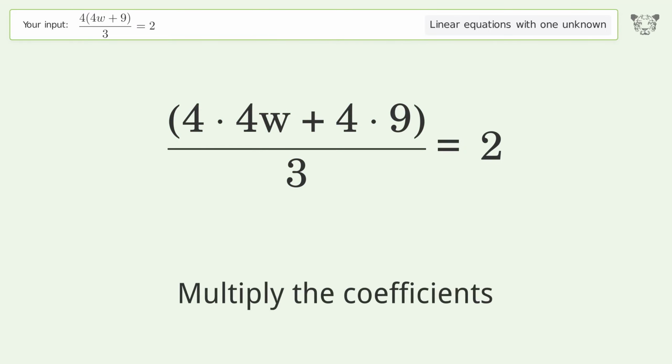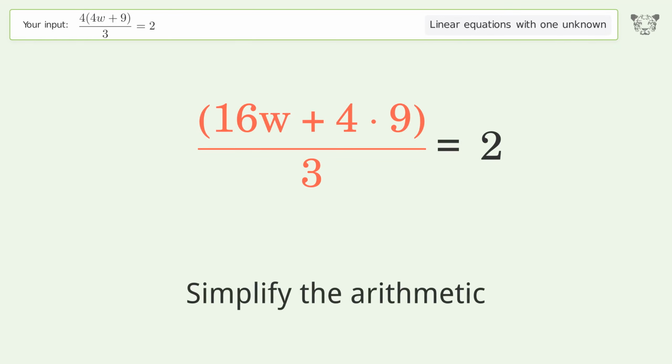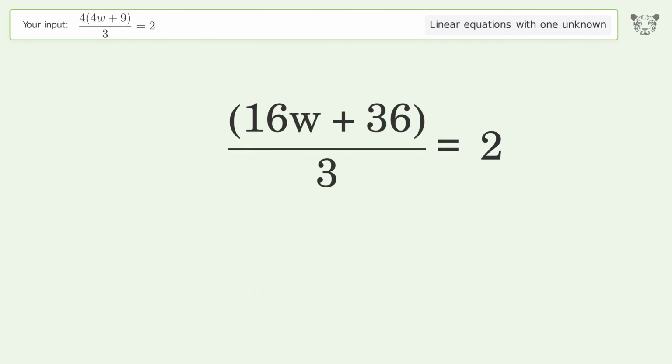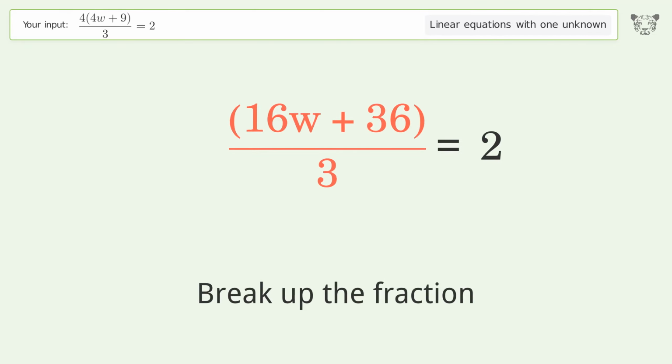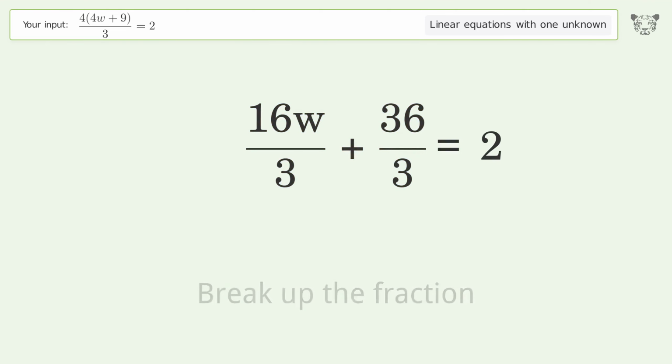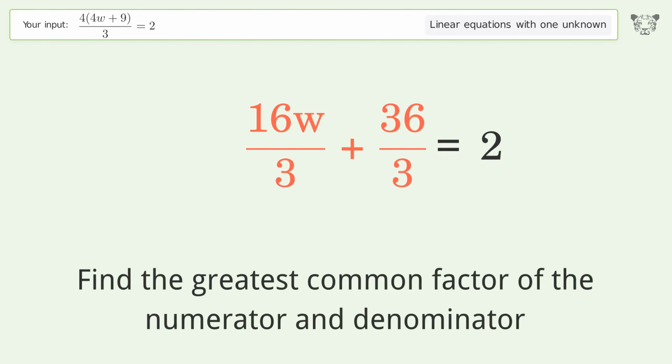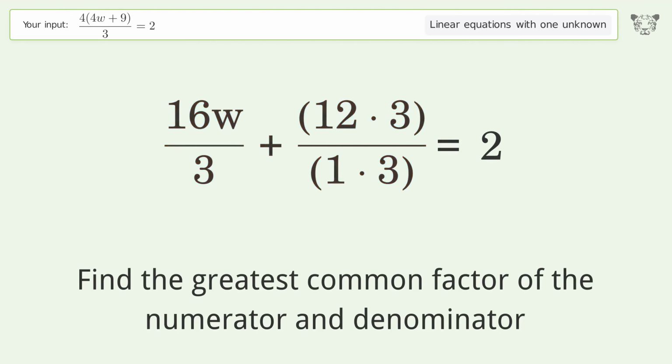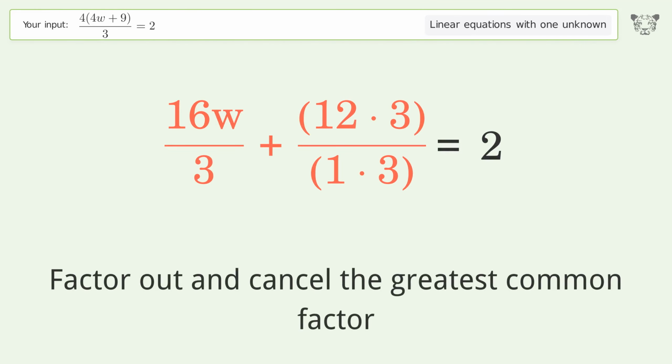Multiply the coefficients. Simplify the arithmetic. Break up the fraction. Find the greatest common factor of the numerator and denominator. Factor out and cancel the greatest common factor.